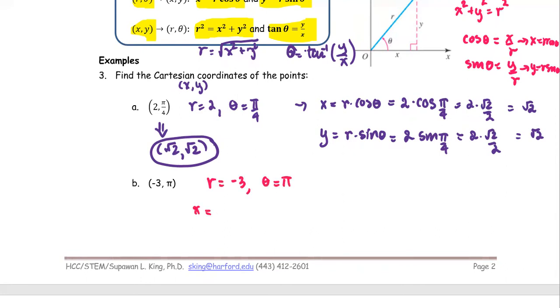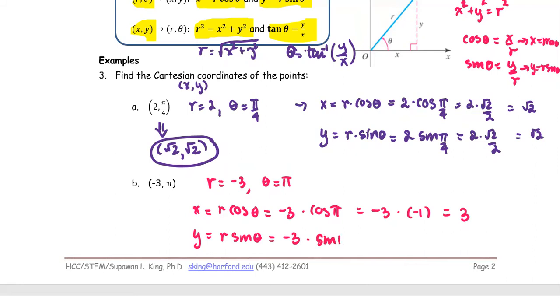The second point, the r is negative 3 and angle theta is pi. So x equals r multiplied by cosine theta, which is negative 3 multiplied by cosine of pi. Cosine of pi is negative 1. Now we get the x value as positive 3. The y value can be found by using the formula r times sine theta. R is negative 3 multiplied by sine of pi. Sine of pi is 0. So then the y coordinate is 0. Now we get the coordinate in the Cartesian plane as 3, 0.